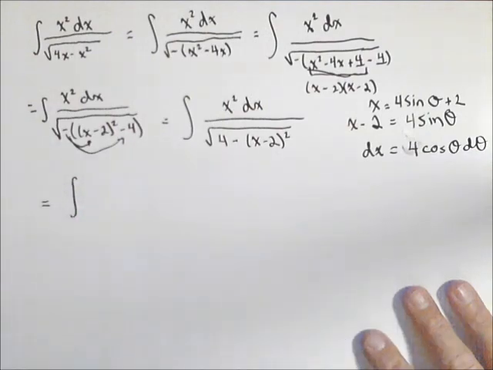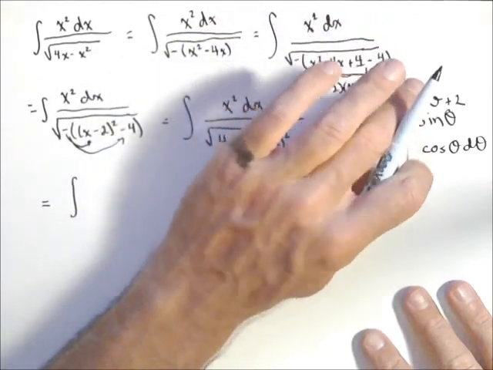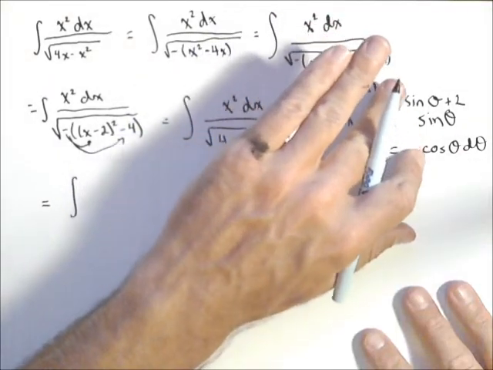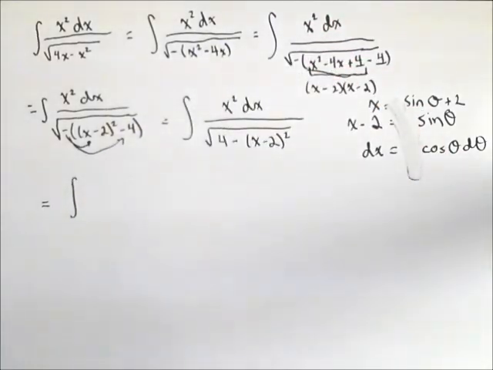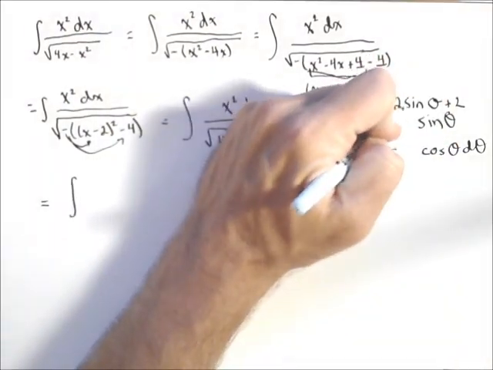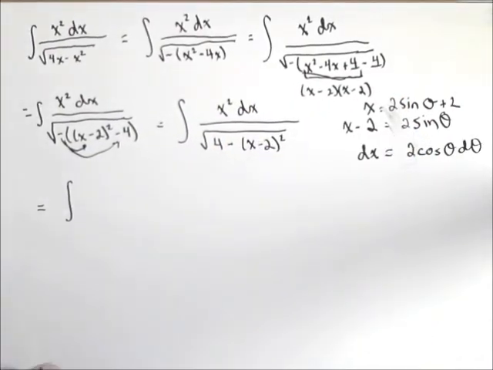I apologize, I have a mistake here. I'm going to fix this. It should not be 4 sine theta. You guys probably already caught it. That should actually be 2 sine theta. So we'll get this fixed and go back and get this thing done correctly. 2 sine theta because it should be the square root of 4. So even we make mistakes.